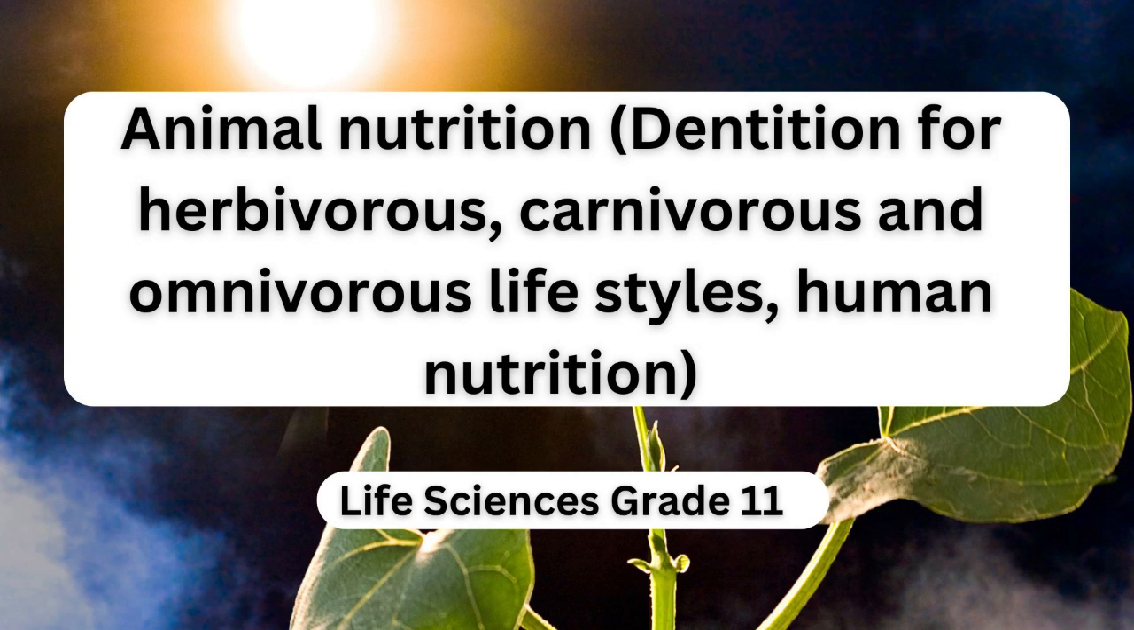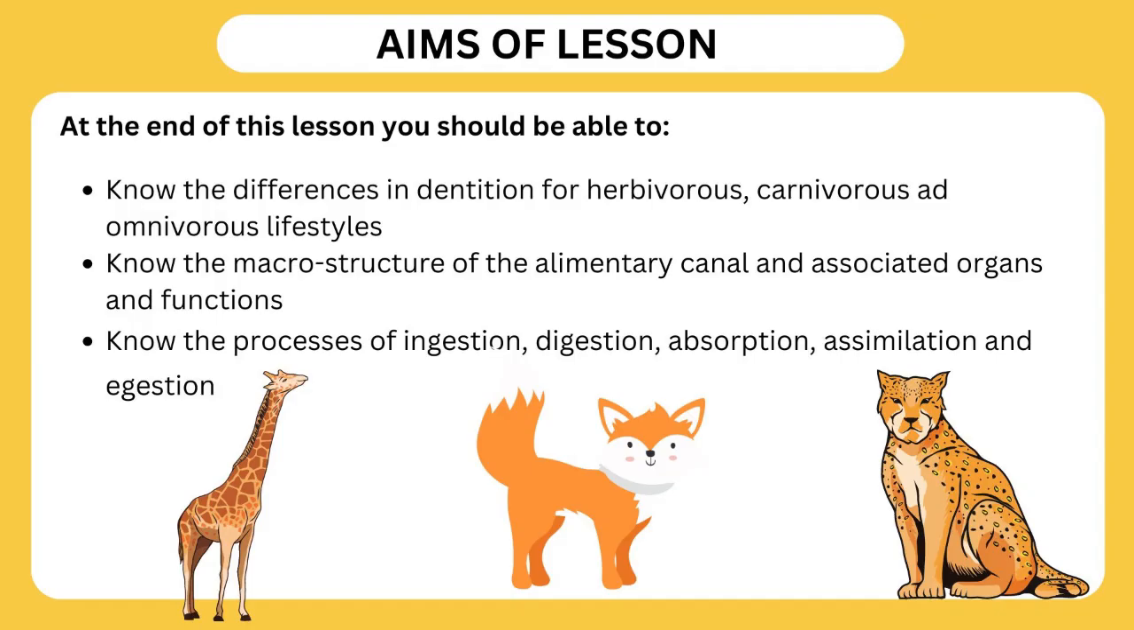Topic: Animal nutrition. Dentition for herbivorous, carnivorous, and omnivorous lifestyles. Human nutrition. Aim of lesson. At the end of this lesson, you should be able to know the differences in dentition for herbivorous, carnivorous, and omnivorous lifestyles.